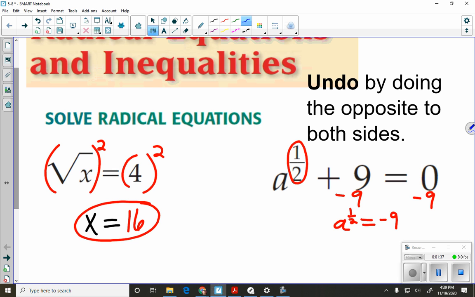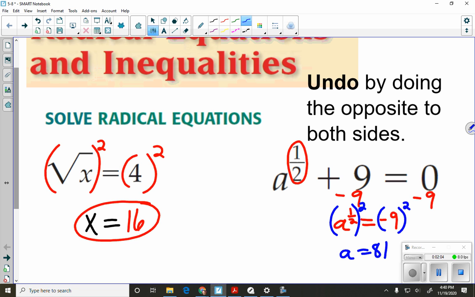Now, what we're going to do next is take this entire piece on both sides and square the entire side of the equation. So 1/2 squared, or an a to the 1/2 times an a to the 1/2, is just an a to the 1. So what does that equal? It equals positive 9. Negative 9 times a negative 9 is a positive 81.